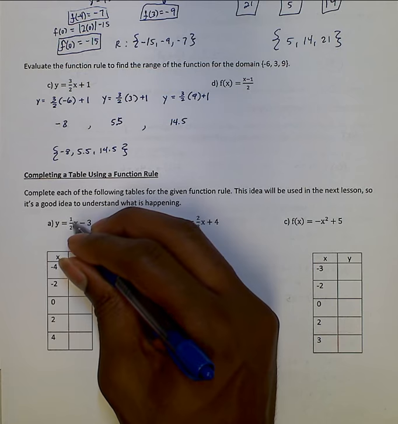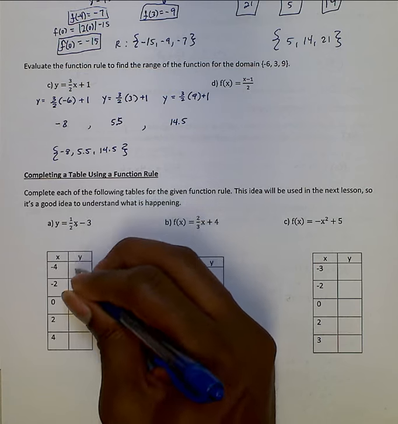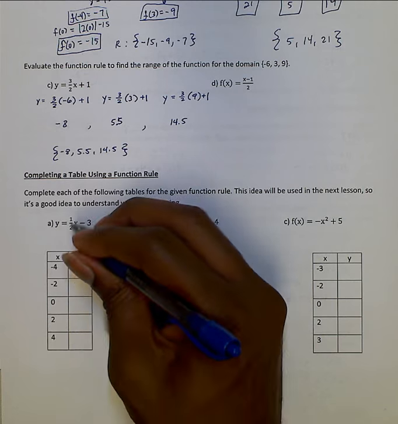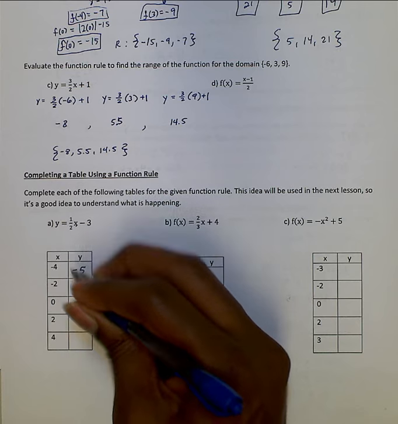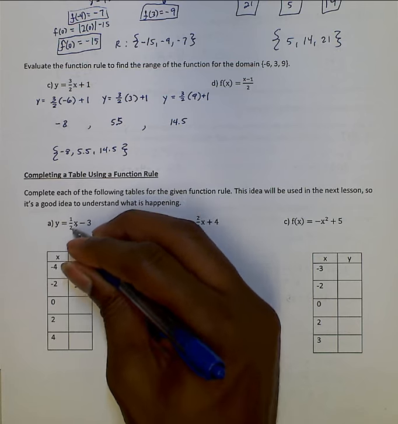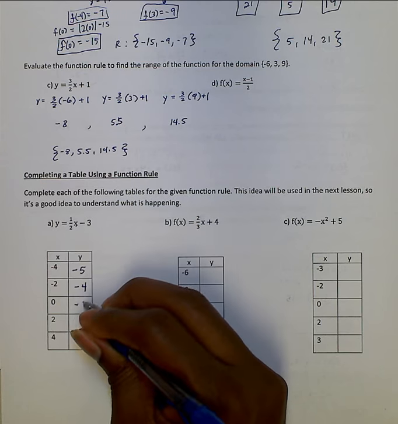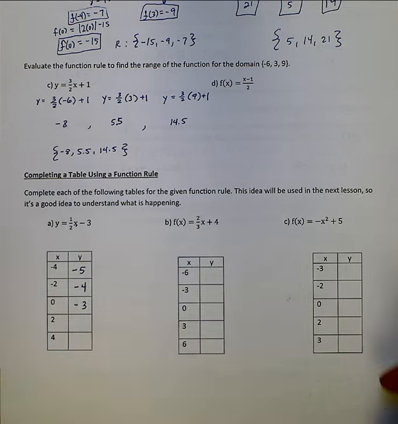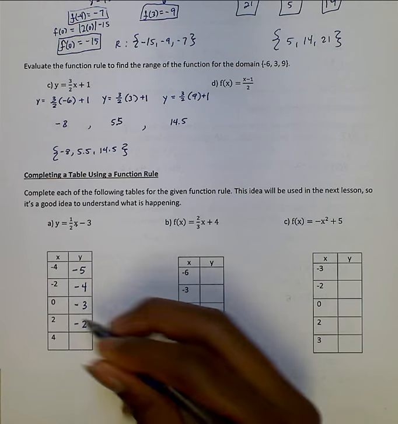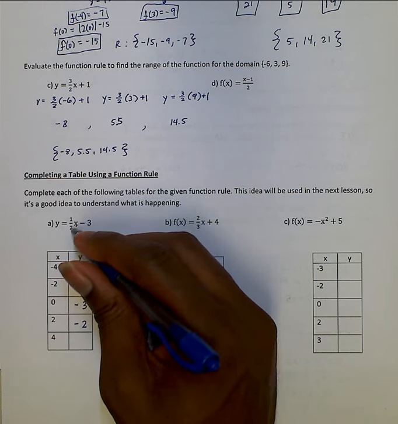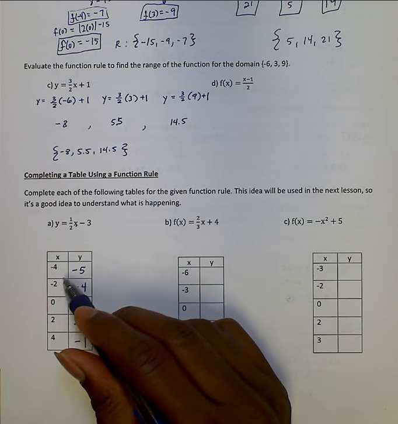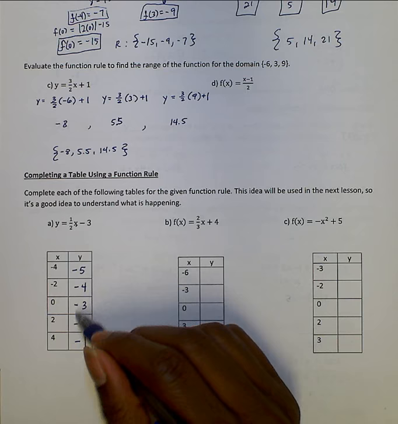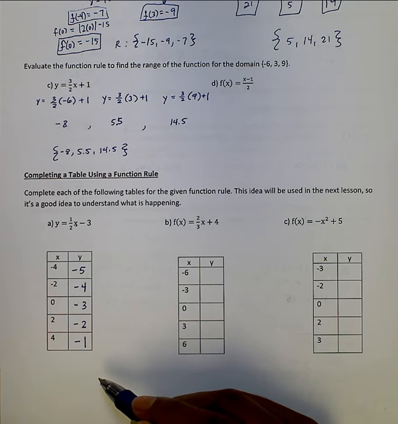-4 times 1/2 is -2. -2 minus 3 is -5. Plug this in. -2 times 1/2 is -1. -1 minus 3 is -4. 0 times 1/2 is 0. 0 minus 3 is -3. 2 times 1/2 is 1. 1 minus 3 is -2. 4 times 1/2 is 2. 2 minus 3 is -1. All right, so they gave me the values. Doesn't necessarily mean anything, but I feel pretty confident that my pattern holds up. You can plug it in and check to make sure you plugged those values in correctly.